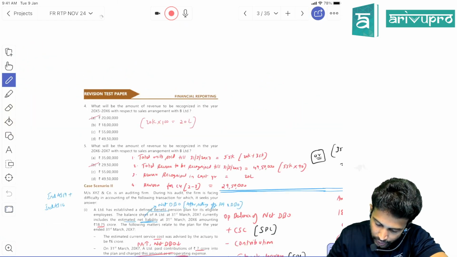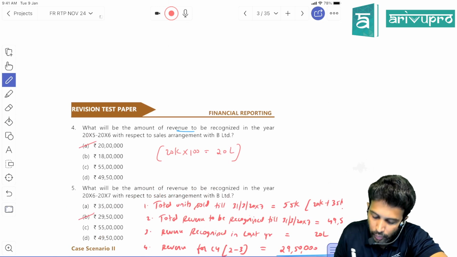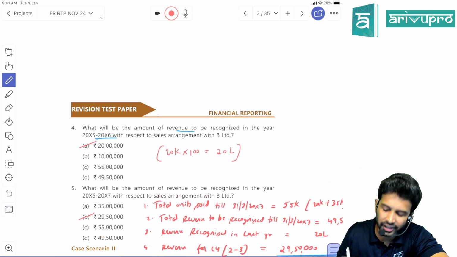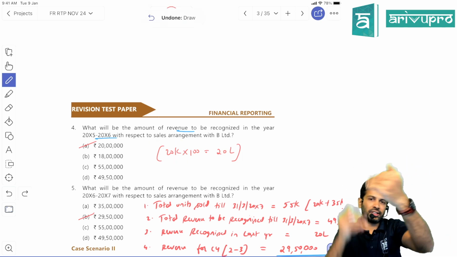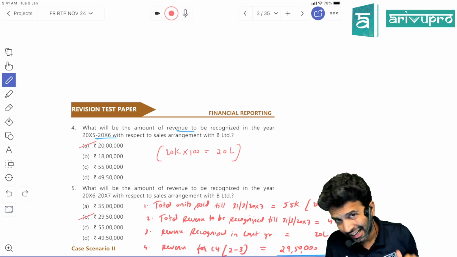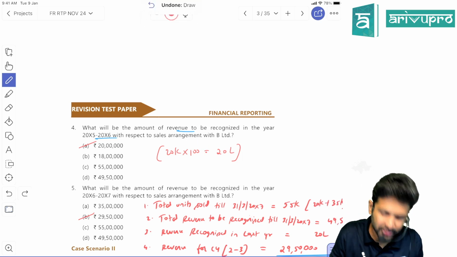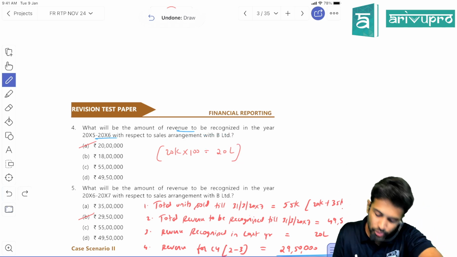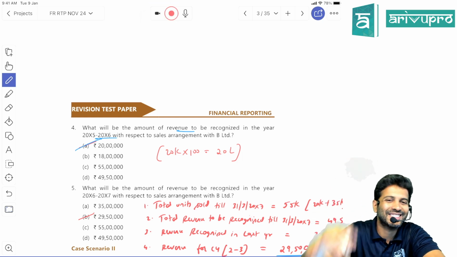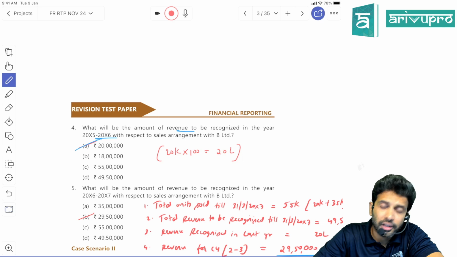So check, have they asked any question? Yes. They're asking how much revenue will be recognized in 20x5-x6, the current year. How many units have you sold? 20,000. What is the price? 90? No. Since it is expected to be less than 60,000 units, the price will be taken as 100 per unit. So the revenue that you will book in the current year is 20,000 into 100, which is 20 lakh. A is the right answer. Okay, sir. This is the first year.